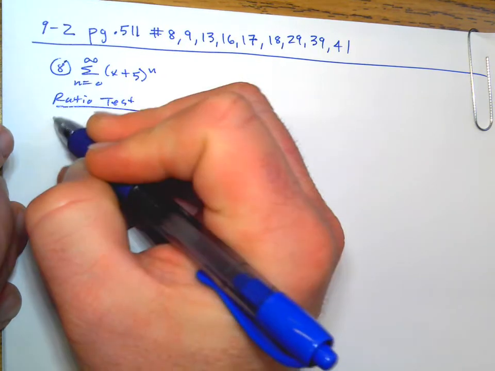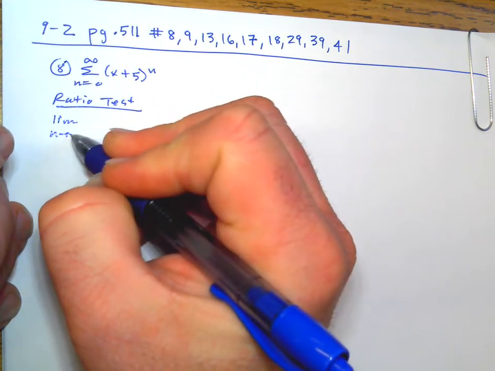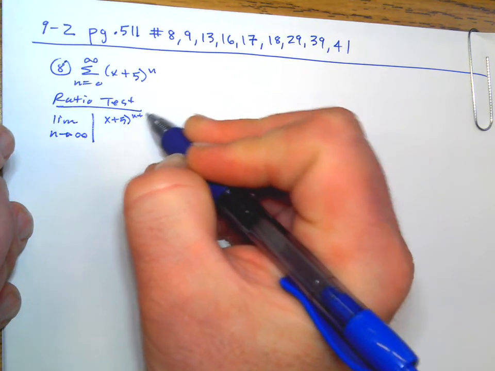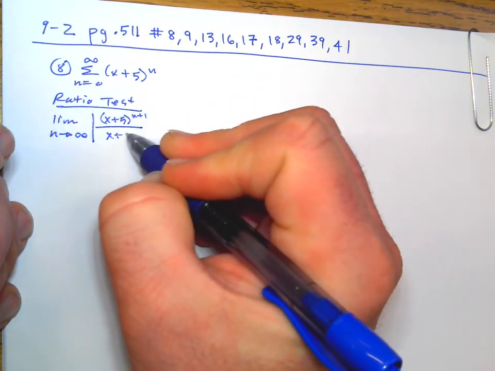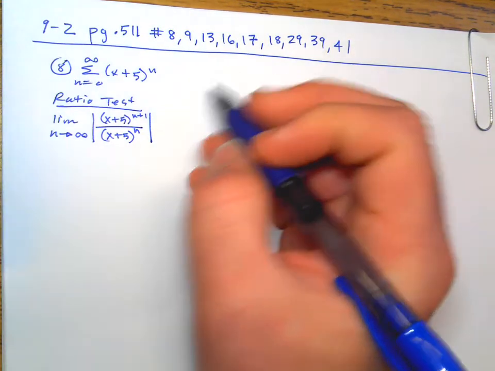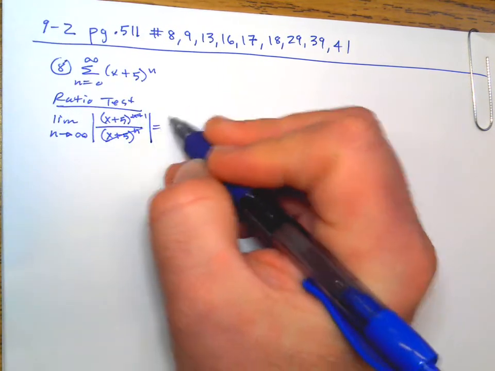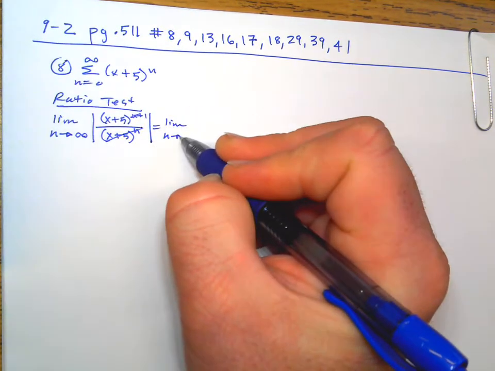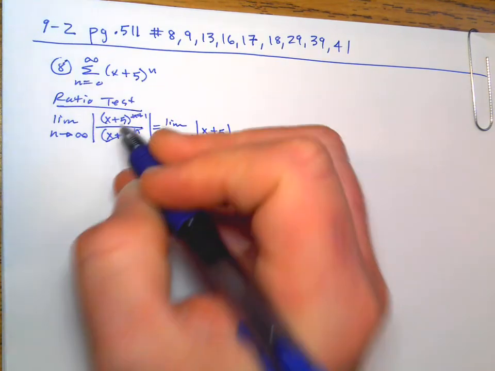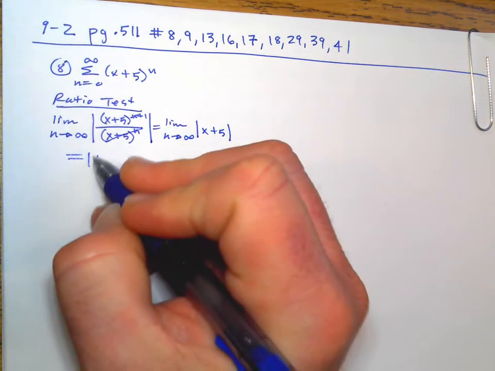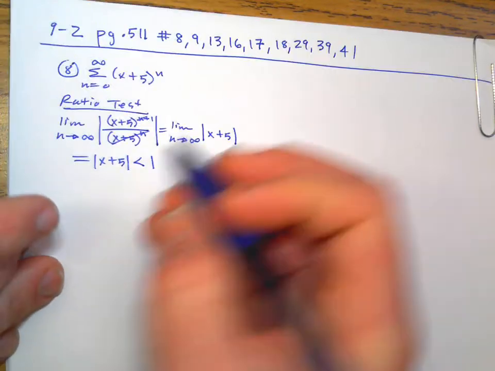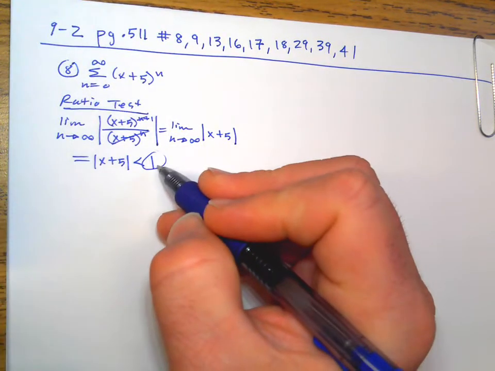And the ratio test says that the limit as n goes to infinity of the absolute value of the next term, the x plus 5 to the n plus 1 term, divided by the previous term, the nth term, needs to be less than 1. A lot of times we can do some simplification. This one's kind of interesting because if you take the limit, you're just going to get absolute value of x plus 5. The n's are gone, and this needs to be less than 1. So from here, you can see that is the radius of convergence.